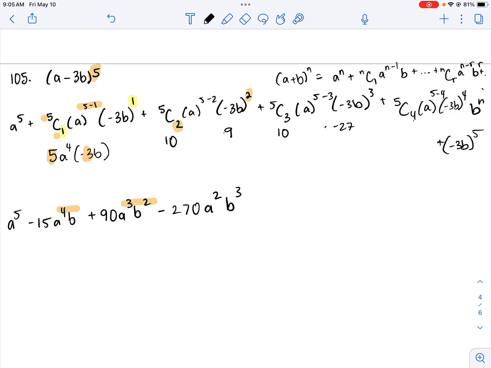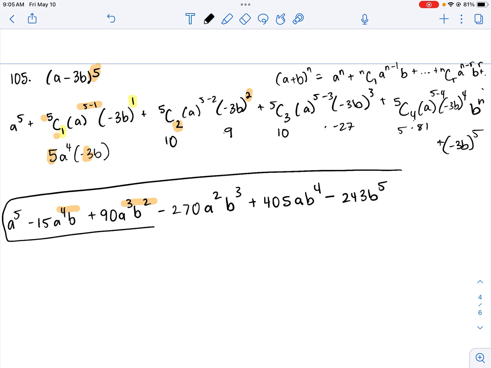5 choose 4 is 5. Negative 3 to the 4th power is positive 81, and 5 times 81 is 405. So I get positive 405, a, b to the 4th. And finally, negative 3 to the 5th power is going to be negative 243, b to the 5th. And that's your answer. If it's raised to the 5th power, there should be 6 terms. We have 1, 2, 3, 4, 5, 6 terms.